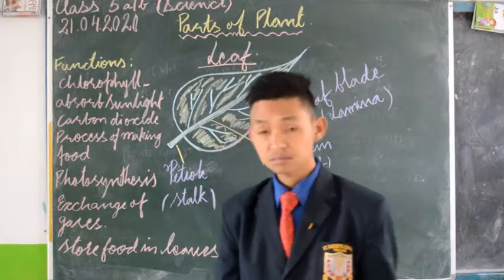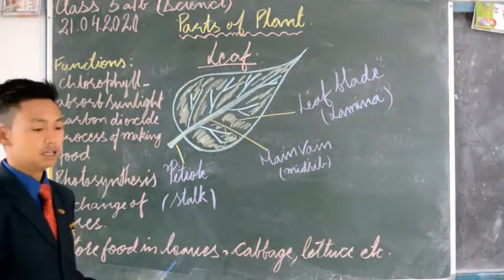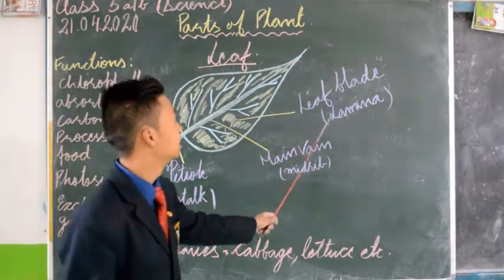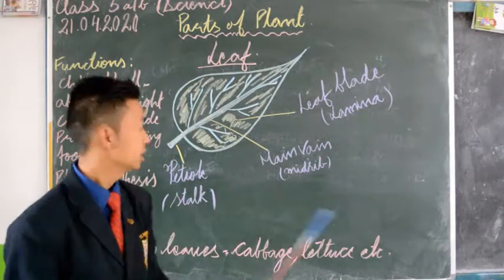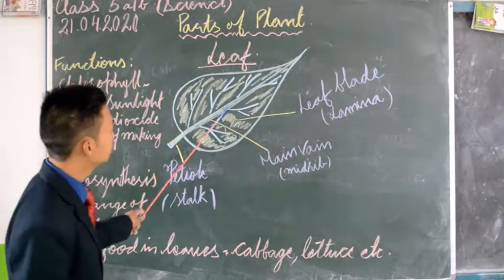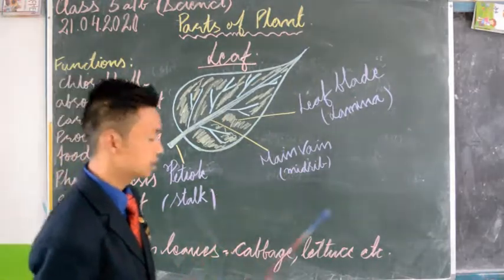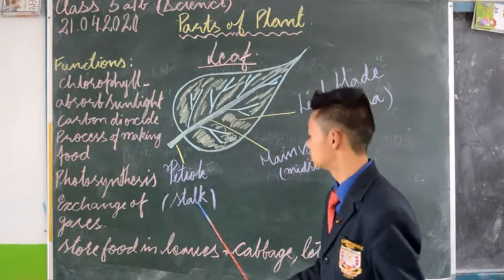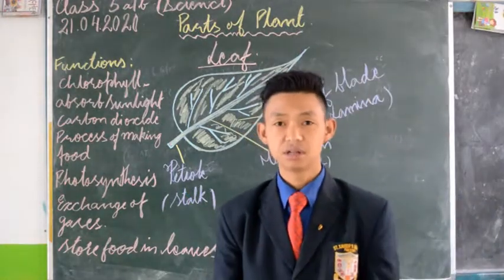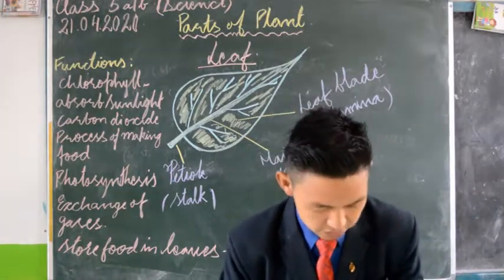Now let's see the parts of a leaf. That is what we are going to learn about. The thin and flat surface of a leaf is called the leaf blade or the lamina. It has a rib, the main vein in between, which is also called the midrib. And the handle is called the petiole, or the stalk. This is simple: only three parts of a leaf.